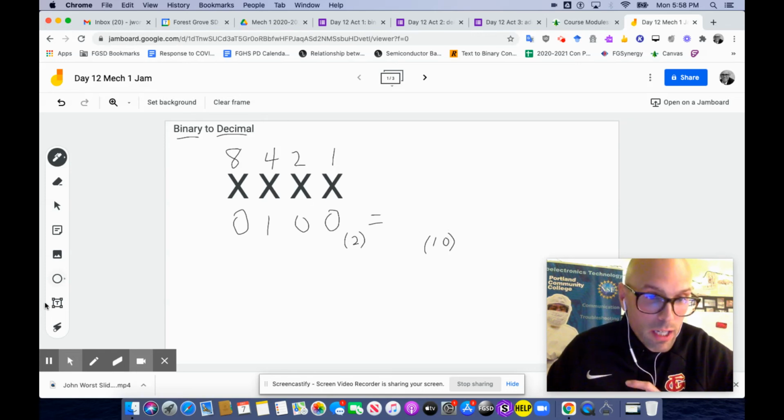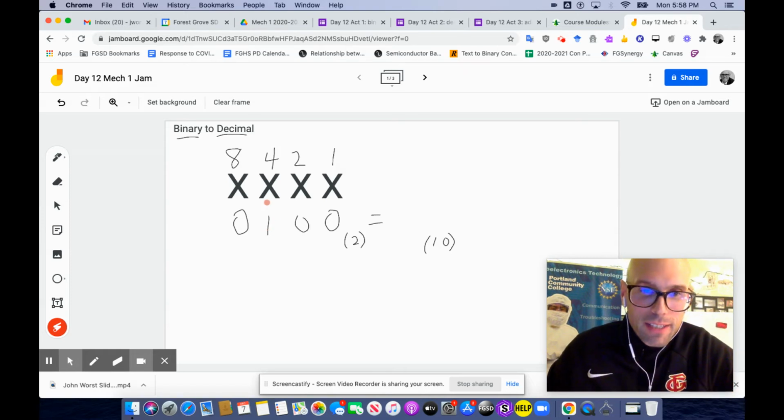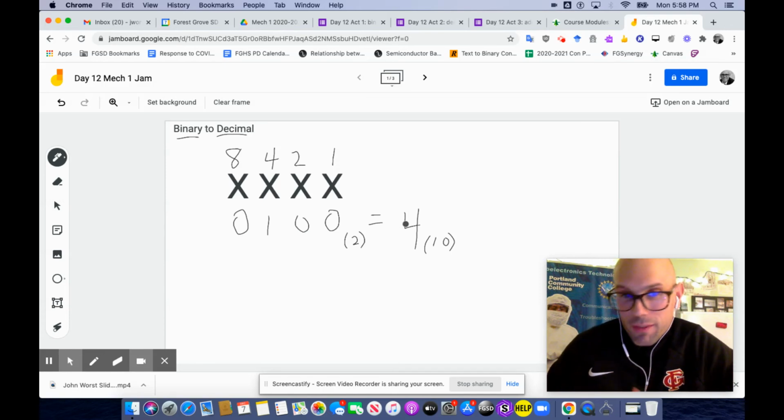Okay, and we just look up here. Let's use a little laser tool. So the only bit turned on, keyword from last class, is the 4-bit. So we have 0 plus 4 plus 0 plus 0 in decimal. That's going to be 4. So 0, 1, 0, 0 in binary is 4 in decimal.